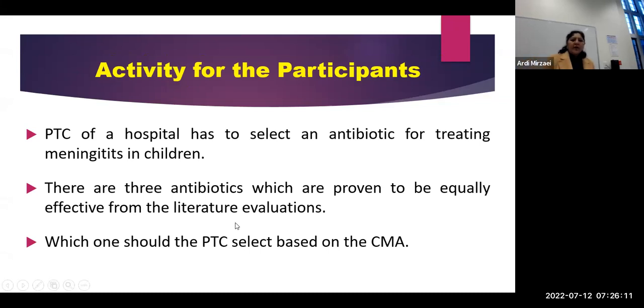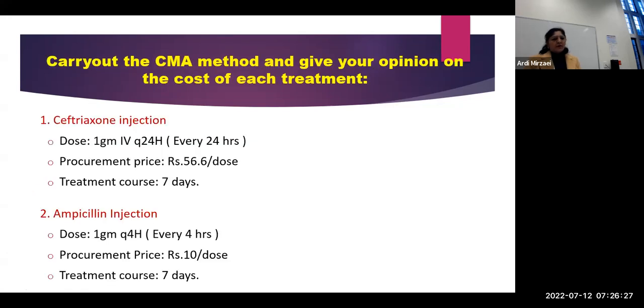So one activity I have just kept for the participants. The PTC of the hospital has to select an antibiotic for treating meningitis in children. There are 3 antibiotics which are proven to be equally effective. Which one should the PTC select based upon the CMA? If anyone would like to work it out, this is a hands-on workshop, so if you're interested, you can work it out.